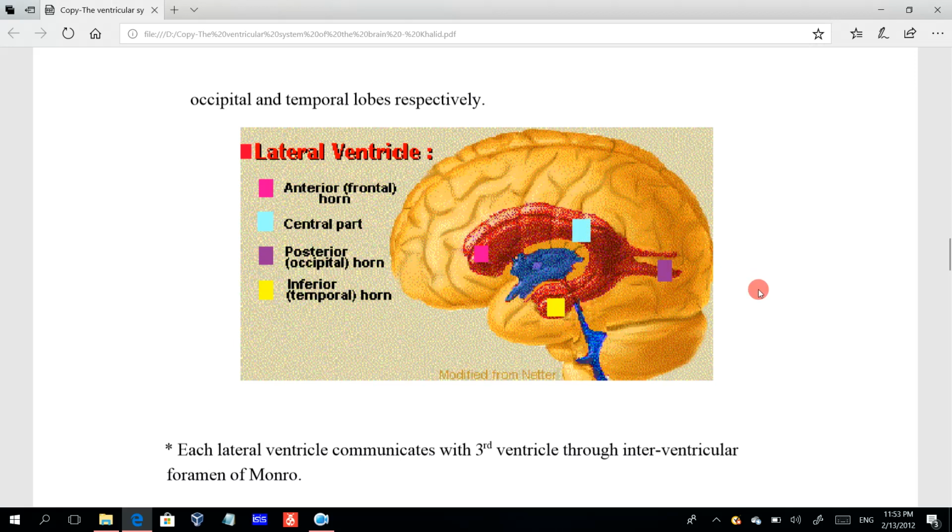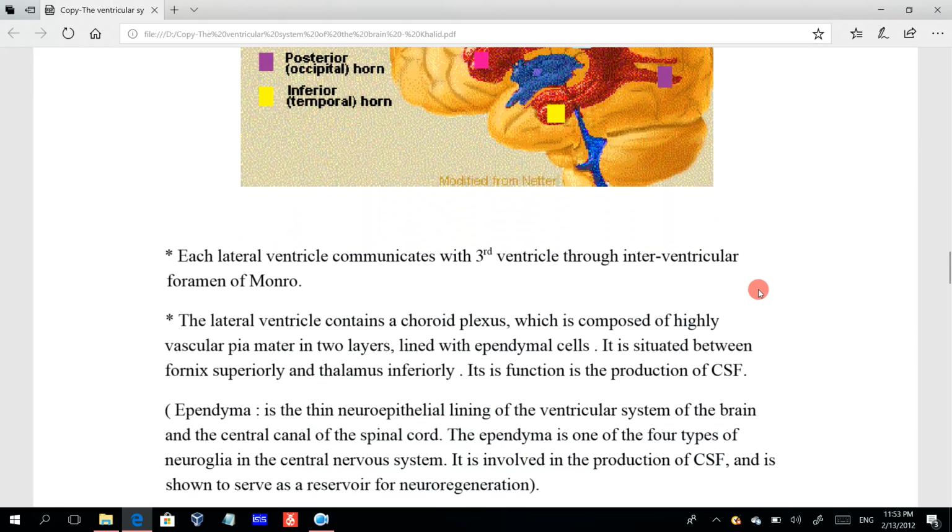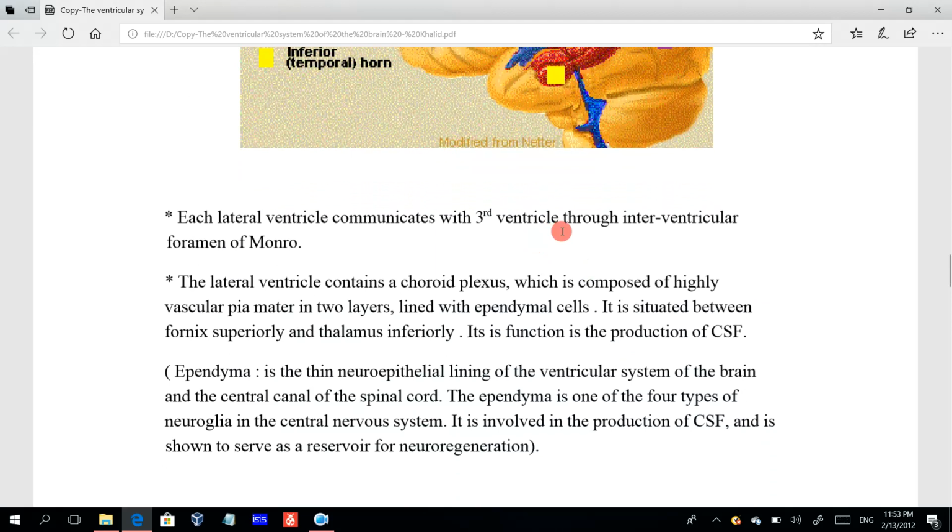Each lateral ventricle communicates with the third ventricle through the interventricular foramen of Monro, as we said. The lateral ventricle contains a choroid plexus, which is composed of highly vascular pia mater in two layers lined with ependymal cells.